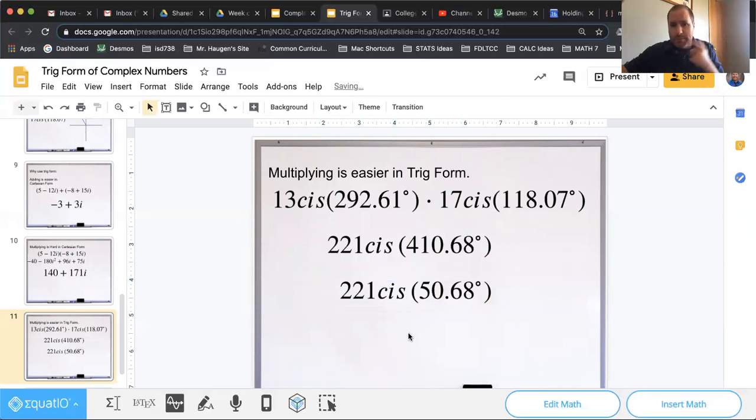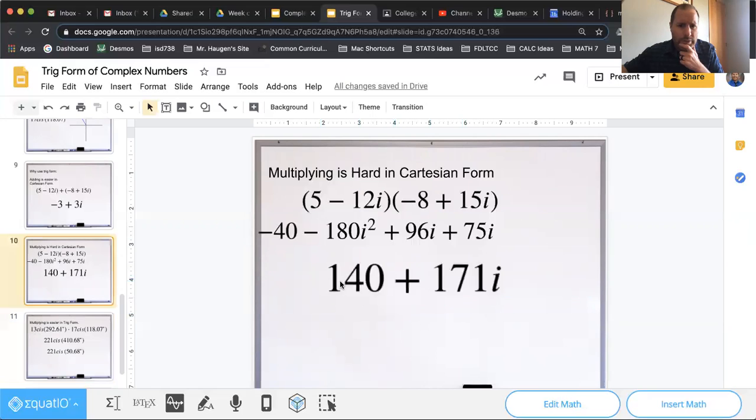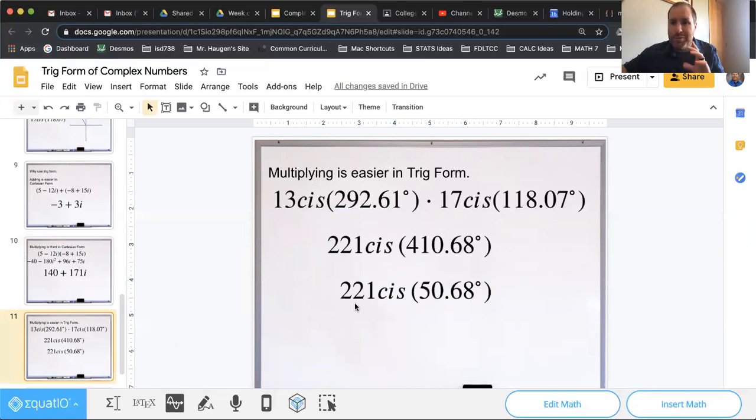But I know some of you guys are probably thinking, this sure doesn't look the same as this one when we multiplied it, does it? Well, here's what we would do. Because this is cosine plus i sine. Again, cosine is giving us the A value, the left to right. Sine's giving us the vertical value, up and down, the i value. So you can just jump right to your calculator, and I can type in 221 times cosine of 50.68, right? And we can type in 221 times sine of that, right?